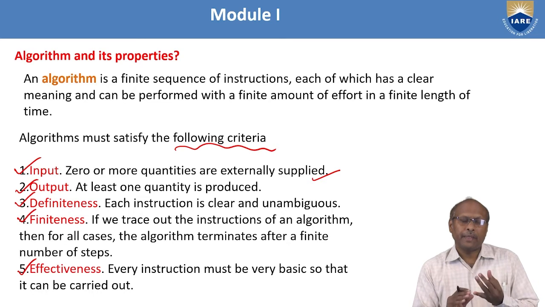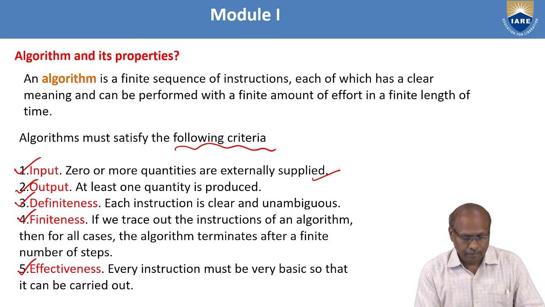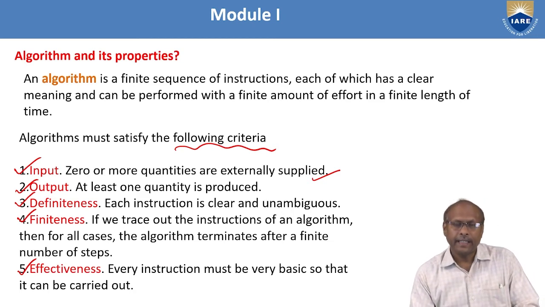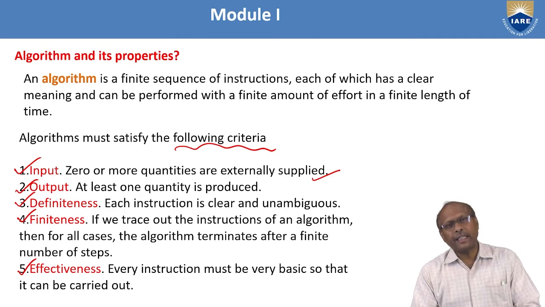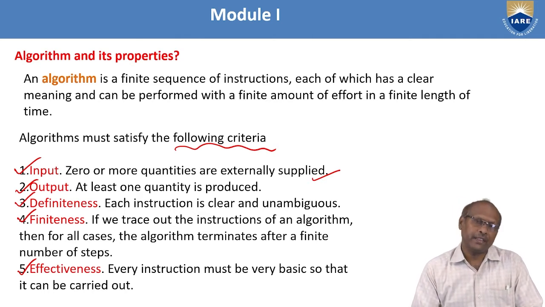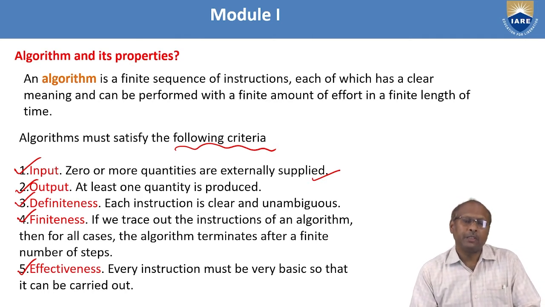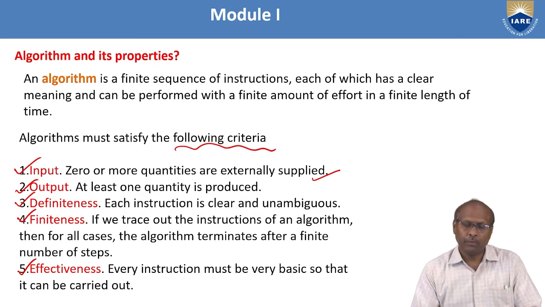So keep in mind the five factors: input, output, definiteness, finiteness, and effectiveness. They are the five criteria while writing the algorithm. Everybody will write an algorithm, but if you simply write just like that, then that is an invalid algorithm, which may not be a feasible solution for the problem.